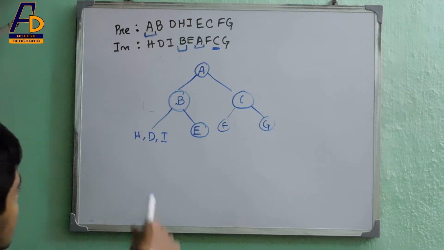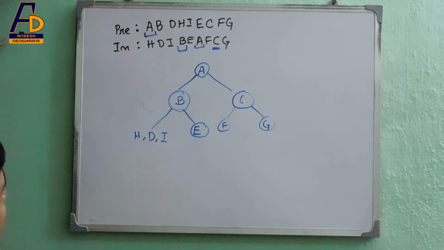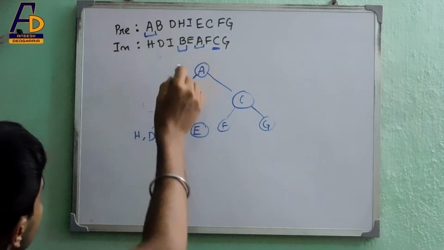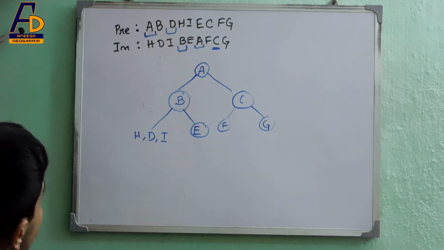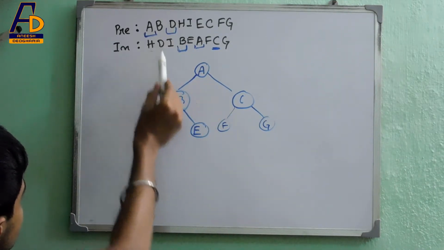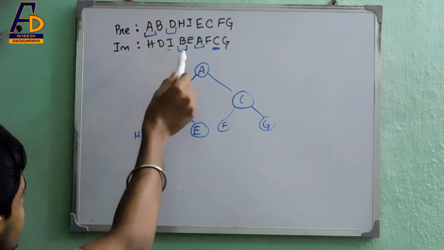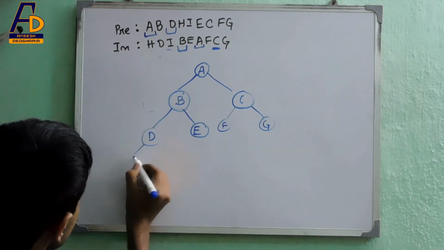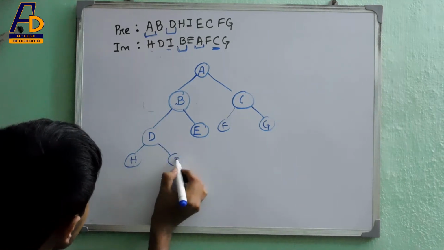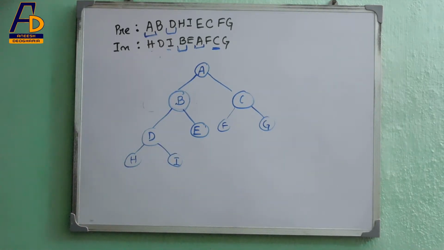Okay, now let's settle matters for HDI. Now in pre-order traversal among HDI, I can see that D comes first. So D will be the node, and in the in-order traversal H comes to the left of D and I comes to the right of D. So that means H will be the left child of D and I will be the right child of D. So H and I. So this is the binary tree that was required. Okay, so this is how you draw or rather construct a binary tree from its given pre-order and in-order traversals.